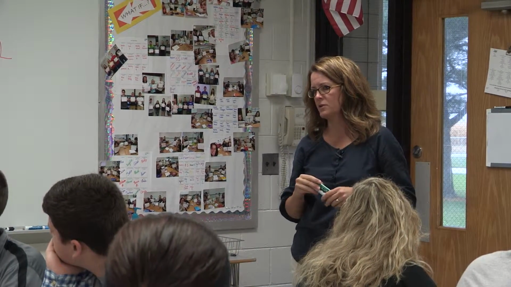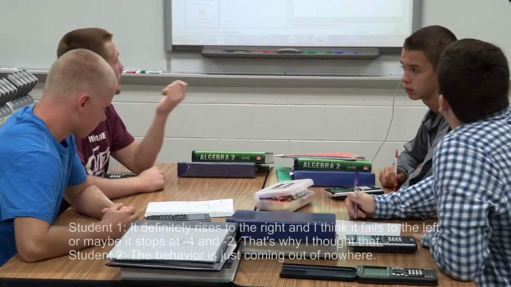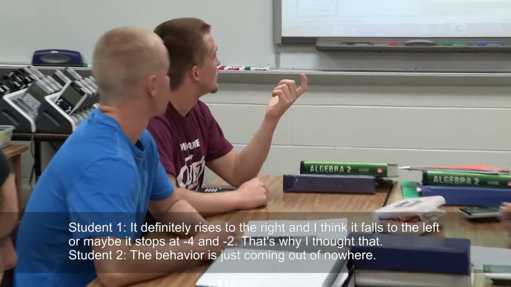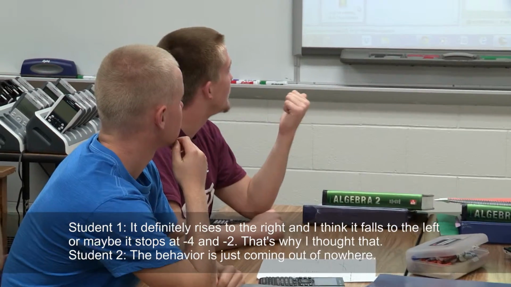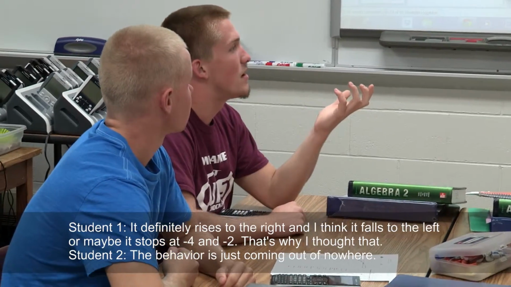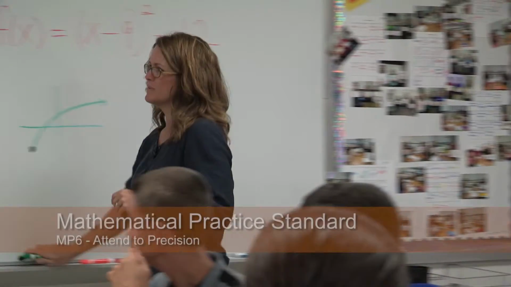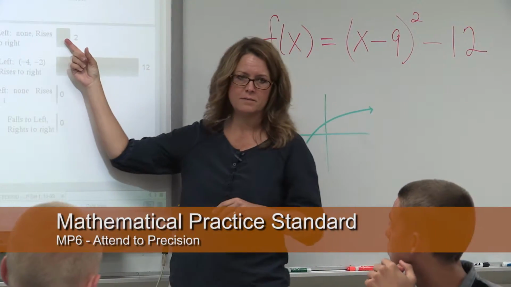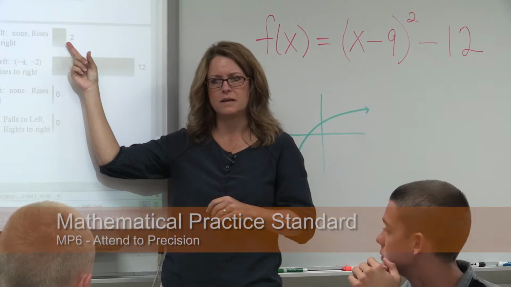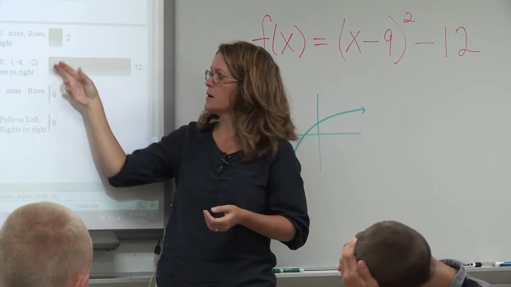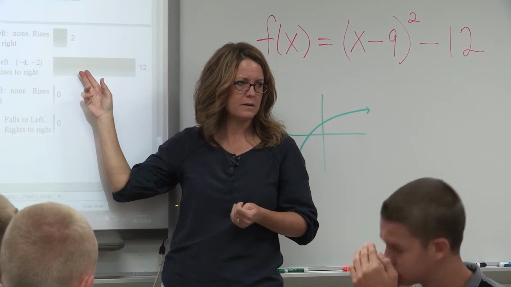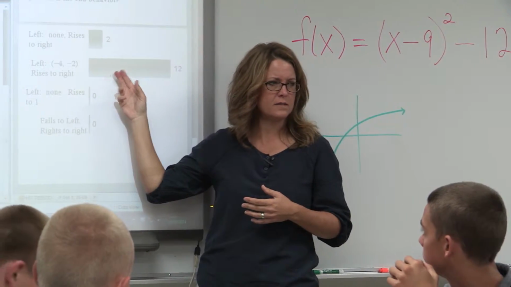should say it's the point -4, 2, and all 4 of you said that the first time. Why do you feel so strongly about that? Well, it definitely rises to the right, and I think it falls to the left because it stops at -4, -2. That's why I thought that. If there's no end behavior, then that means it's just coming out of nowhere. I don't really think this is wrong. By the way you argued, I think that that's probably okay, but I really like this answer a little better. So if that happens to you again on a graph, let's go with this one.